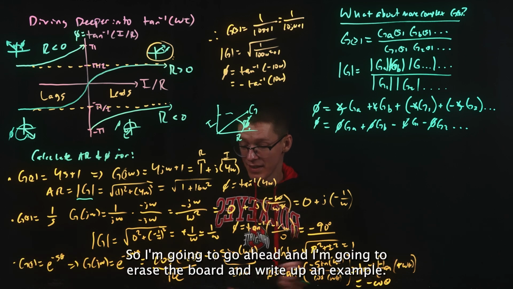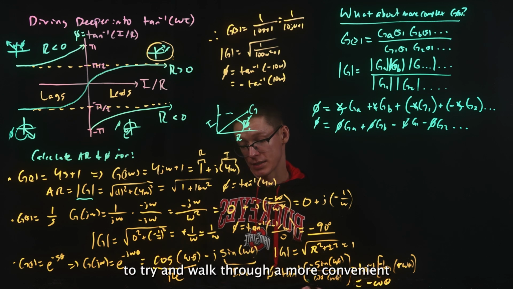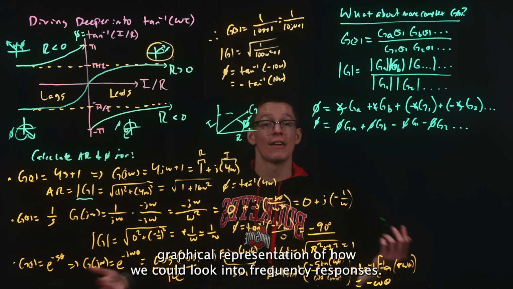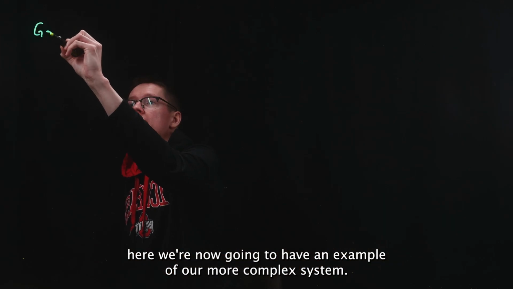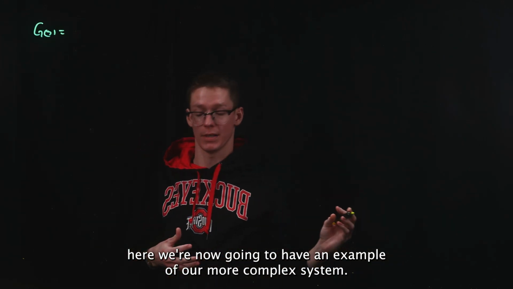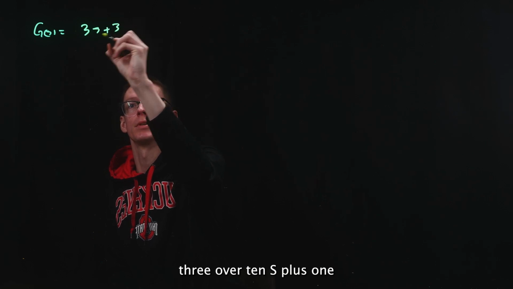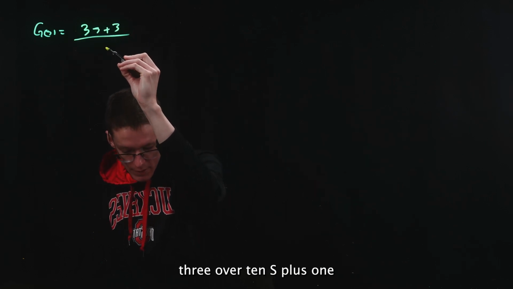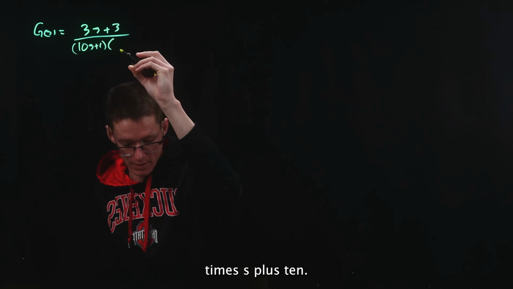Pretty fun. So I'm going to go ahead and erase the board and write out an example. And then we're going to use something called a Bode plot to walk through a more convenient graphical representation of how we could look into frequency responses. Here, we're now going to have an example of our more complex system. So we're going to have 3s plus 3 over 10s plus 1 times s plus 10.